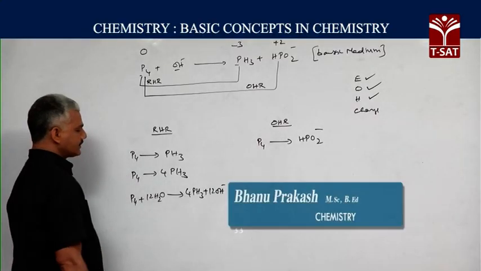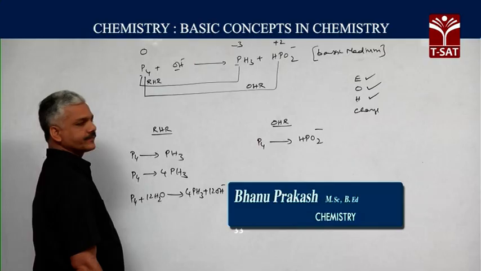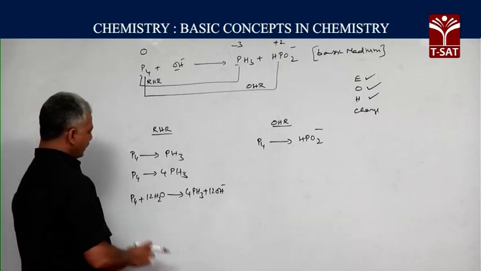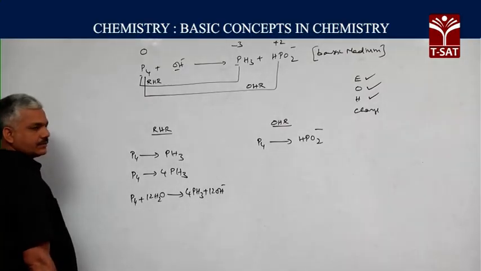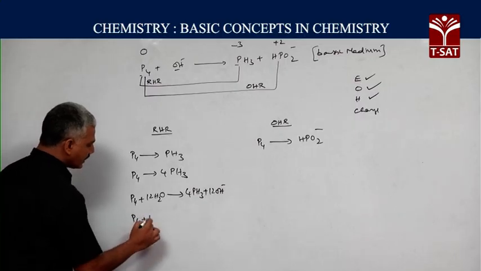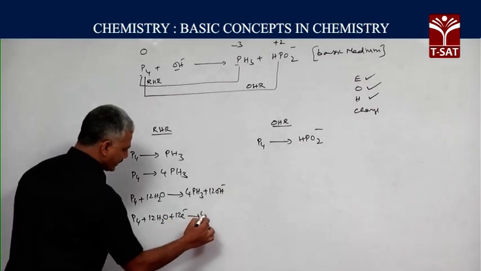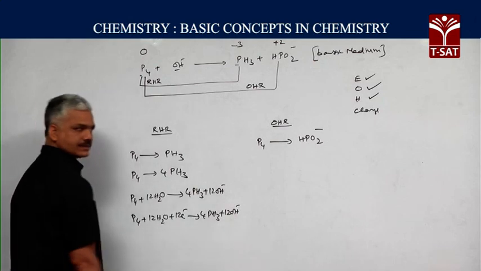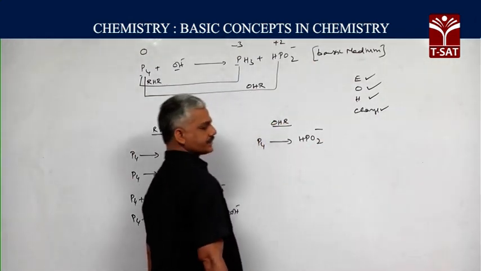Now, for balancing of charges, consider the change in oxidation state. For phosphorus, it is 3 units per atom. As there are 4 atoms, 12 electrons are to be added, because the reaction is a reduction half reaction. So, plus 12 electrons gives 4 PH3 plus 12 OH minus. Now, charge is also balanced.